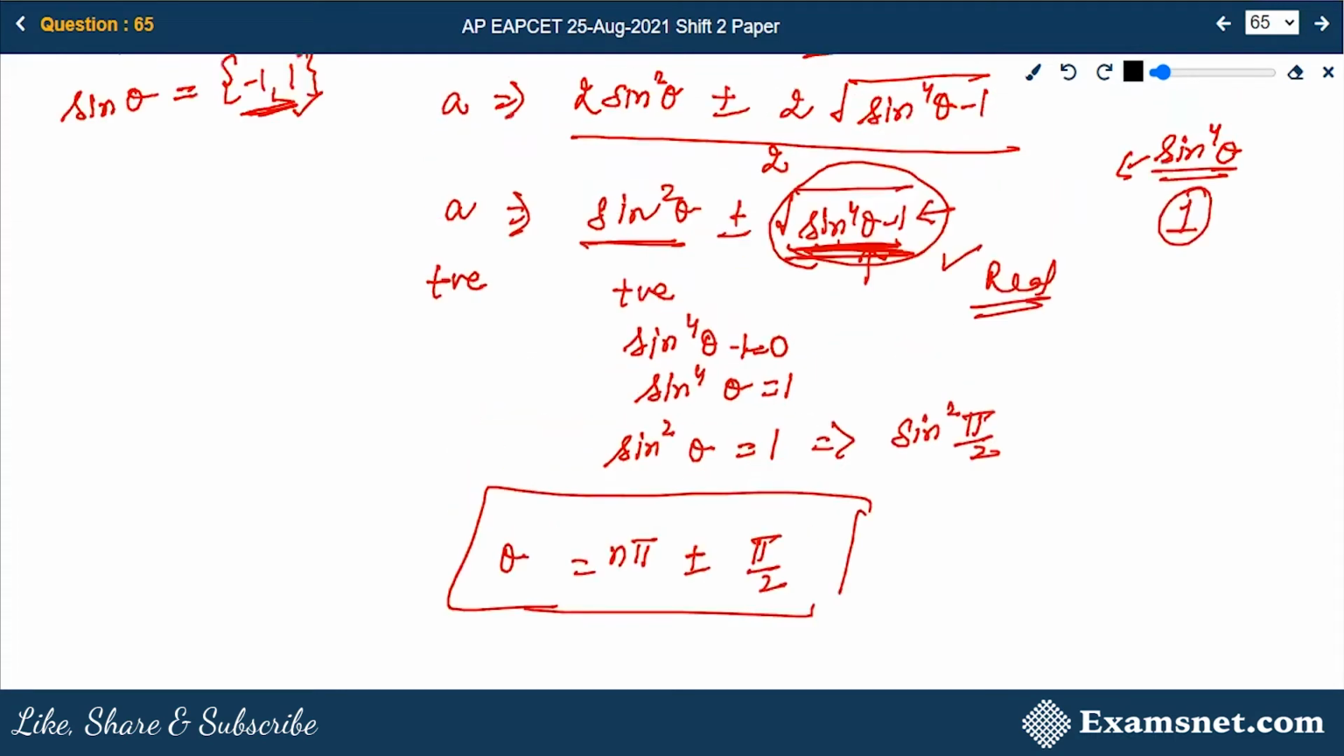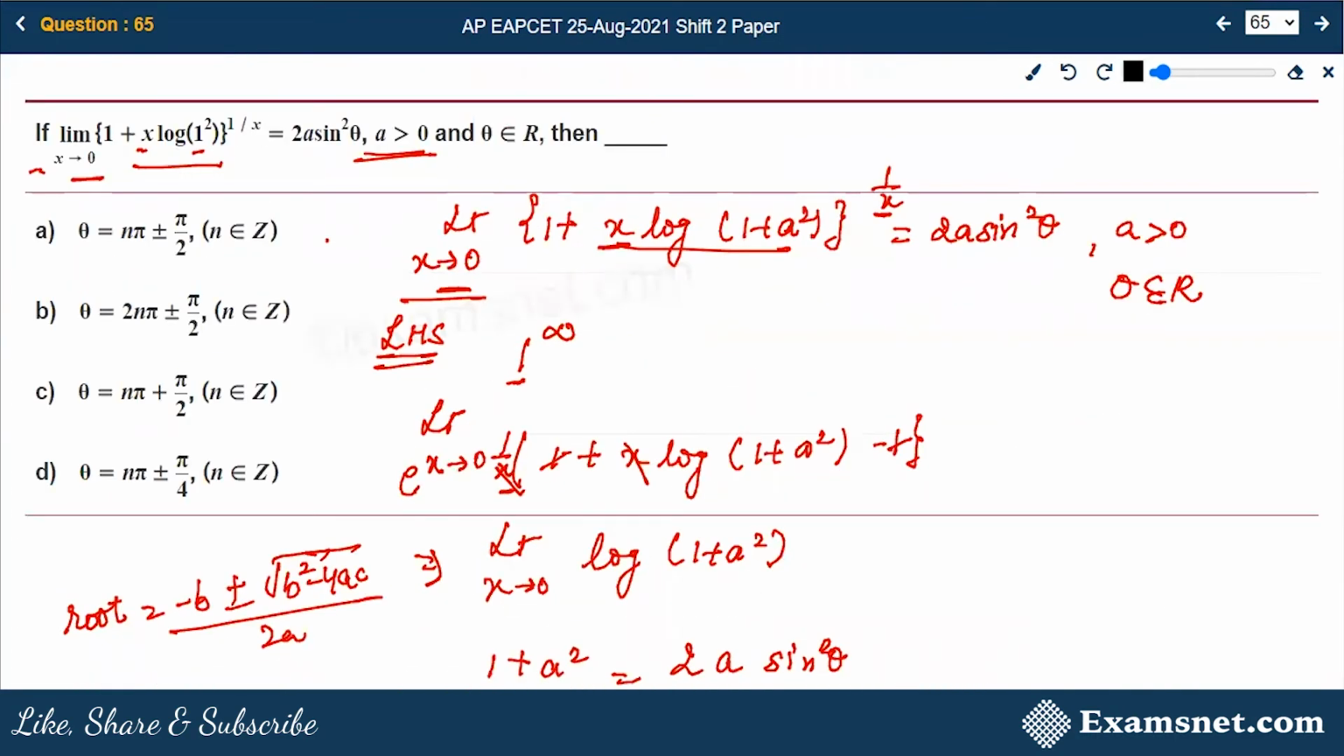The correct answer is option A. Let's move to the next question.